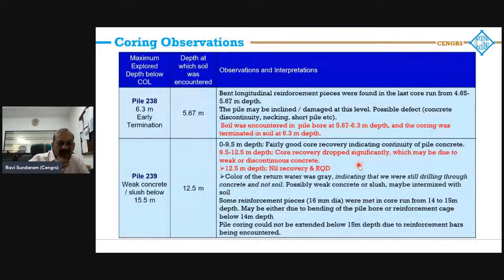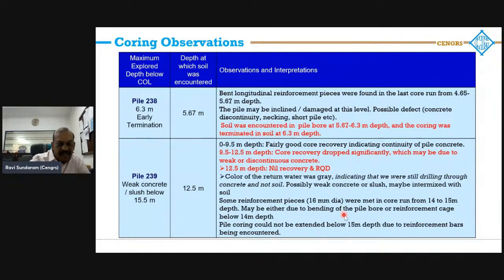So when we did the pile 238, bent reinforcement pieces were found in the last core run at 5 meter depth. This pile may be bent or damaged at this level, so there is a discontinuity. So we got soil at that level.